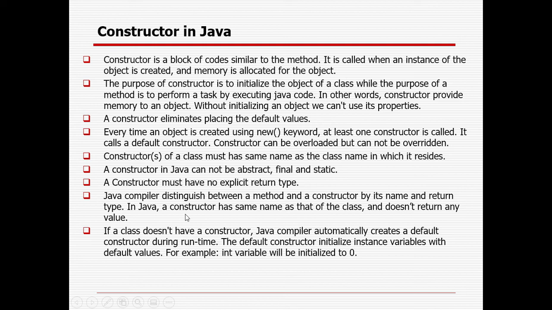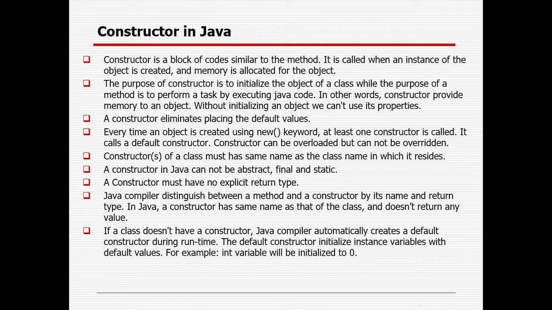A constructor in Java cannot be abstract, final or static. A constructor must have no explicit return type. Whenever you create a constructor, it should not have a return type. The Java compiler distinguishes between a method and a constructor by its name, because a method name should definitely be different from the class name, whereas a constructor name should be exactly the same as your class name and should not have any return type. Even void is not allowed. In a constructor no return type will be there, no void, no integer.